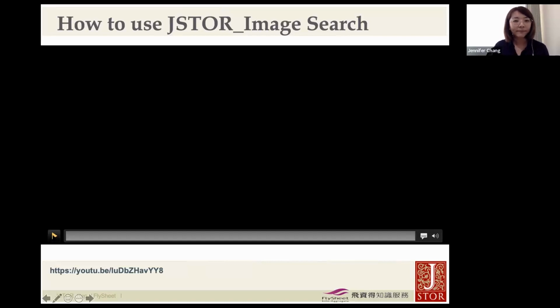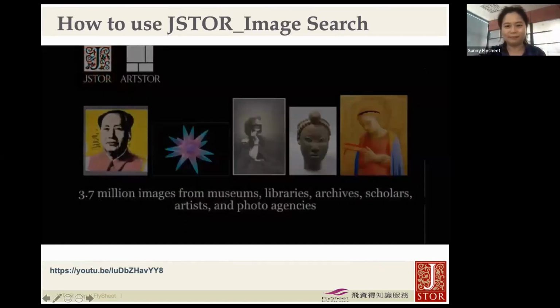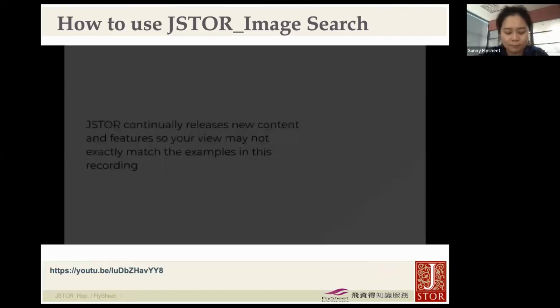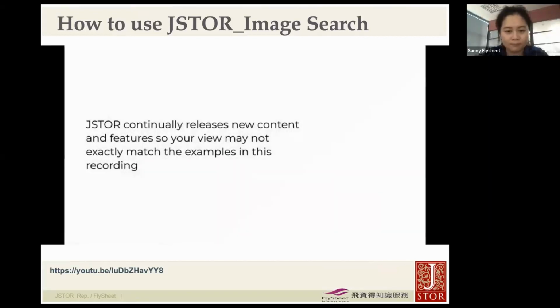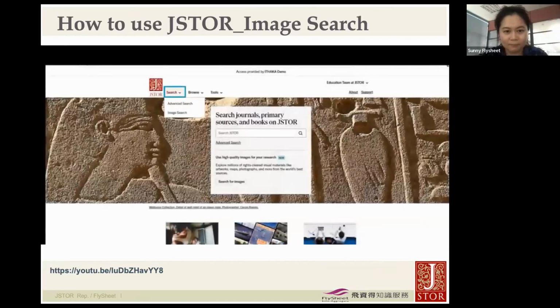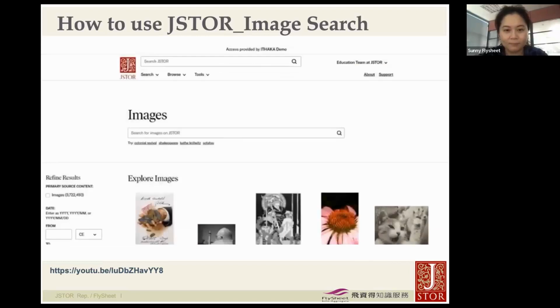You can search for over 3.7 million images shared by museums, archives, and artists from around the world on JSTOR. Today, I'm going to take 5 minutes and show you how to conduct and refine an image search on JSTOR. JSTOR continually releases new content and features, so your view may not exactly match the examples in this recording. Here we are on JSTOR. You can get to the image search page from the search drop-down menu on any page. Here we are on the image search page.